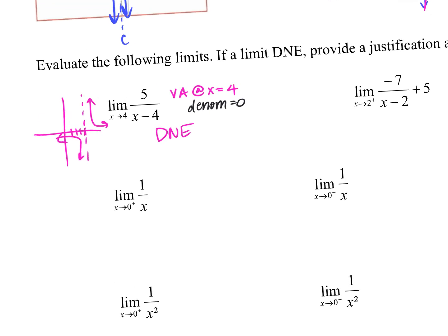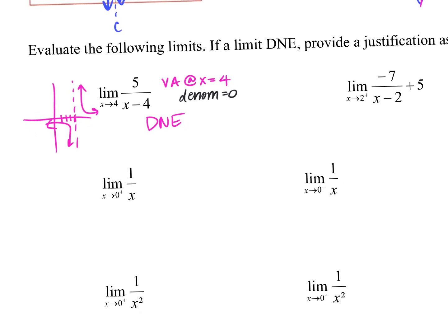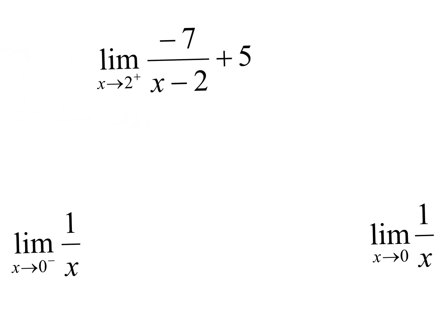What if we're given a question like the one to the right of it? What's going on at 2? We still have a vertical asymptote at 2 because that's when this denominator equals 0. They want something a little more specific: what happens as x approaches 2 from the positive side? I know I've got a vertical asymptote at 2. What's going on from the positive side of it?